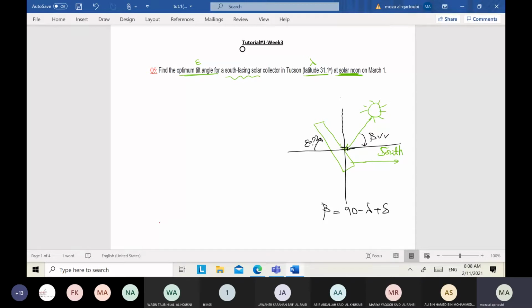the declination angle, where delta depends only on the number of days. If you remember, we will come back and write the formula. So since it depends on the number of days, and we have the date, we can find delta. Lambda is given, so we can now find beta. Having found beta, how do we find epsilon from this diagram?